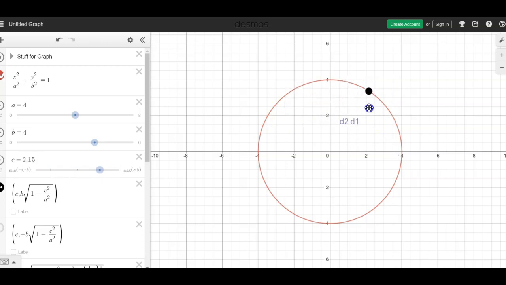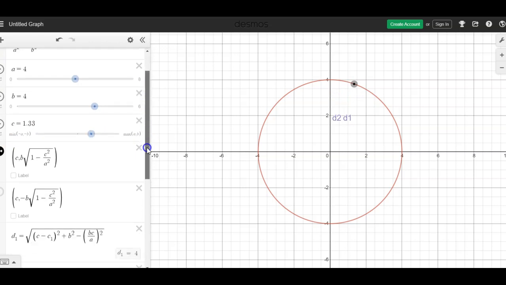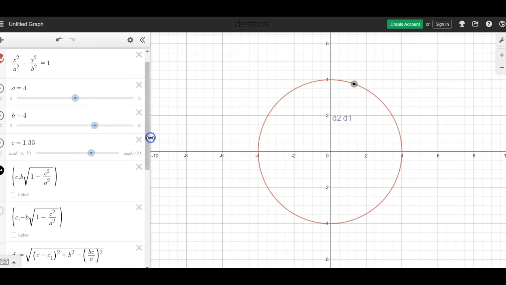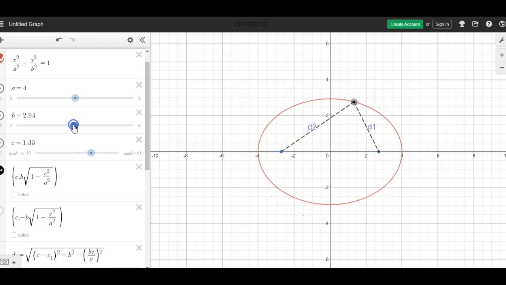This third point C is defined mathematically to be the square root of a squared minus b squared. Since a and b are the same, a squared minus b squared would be 16 minus 16, which is 0. So those 2 points went away, or they became the origin.